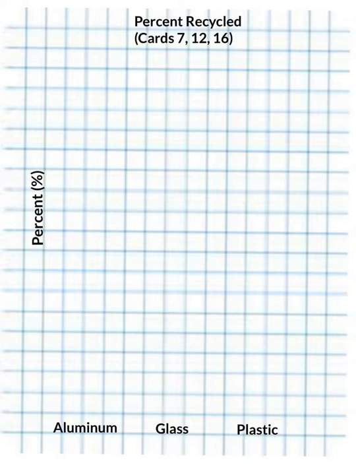Okay, so here is a graph that I have started. Here's a piece of graph paper. And as you can see up at the top, I have my title. It says percent recycled, and I even listed the cards where I obtained my information, cards 7, 12, and 16. On the y-axis, I have a label that I have decided because I'm going to do the percent of recycled material. So on my y-axis, I've labeled percent.